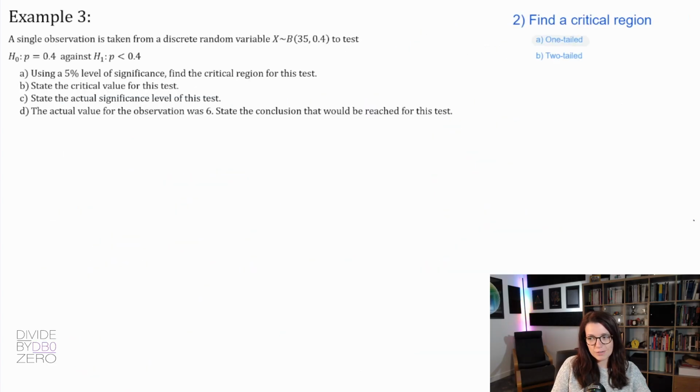Example 3, find a critical region, and it's going to be a one-tailed test. So in this case, it says a single observation is taken from a discrete random variable X, which is binomially distributed with parameters 35 and 0.4, to test H0: p equals 0.4 against H1: p is less than 0.4. Part A, using a 5% level of significance, find the critical region for this test. Now, a critical region is the set of values for which you would reject H0. In other words, it's the observations that would lead you to enough evidence to reject the null hypothesis. Let's find that critical region.